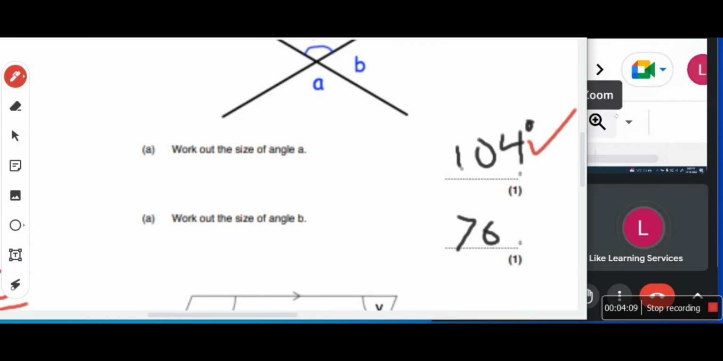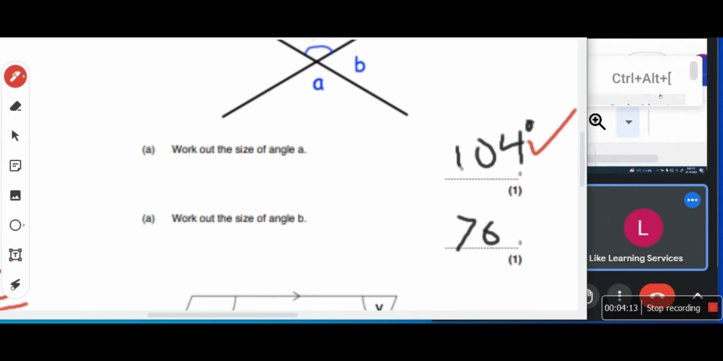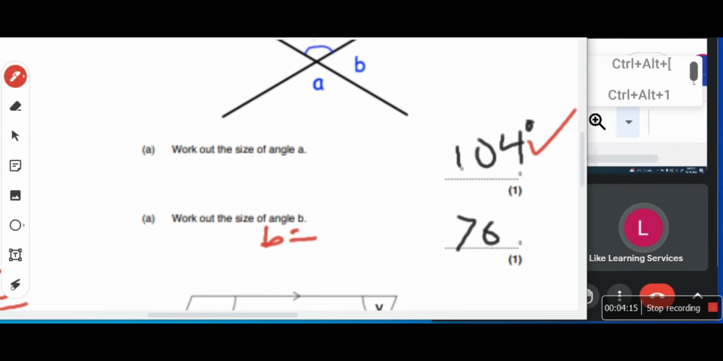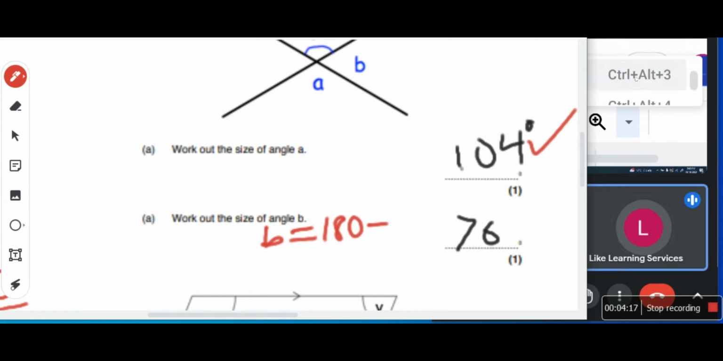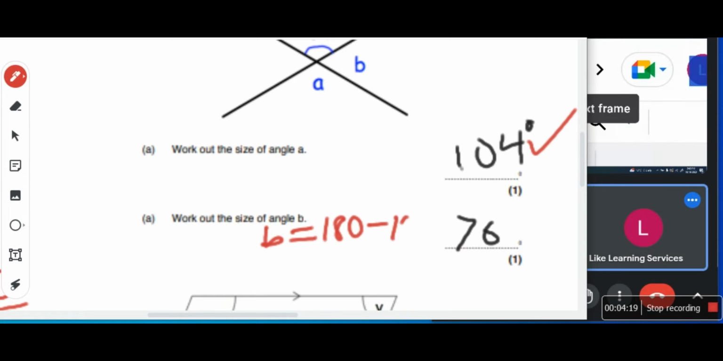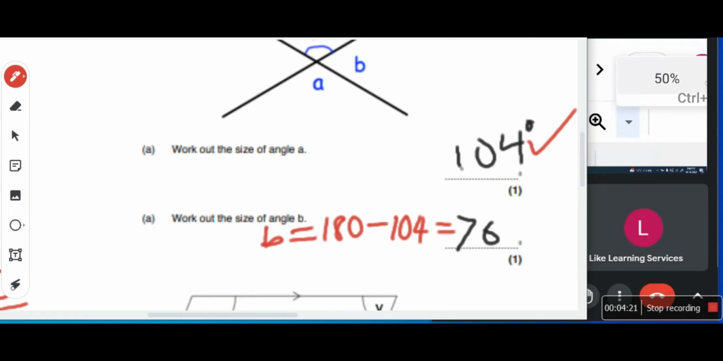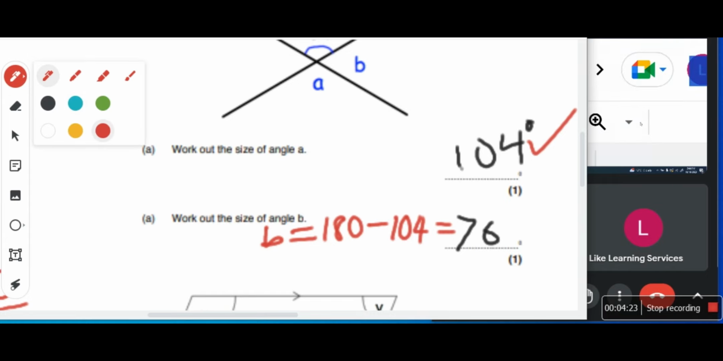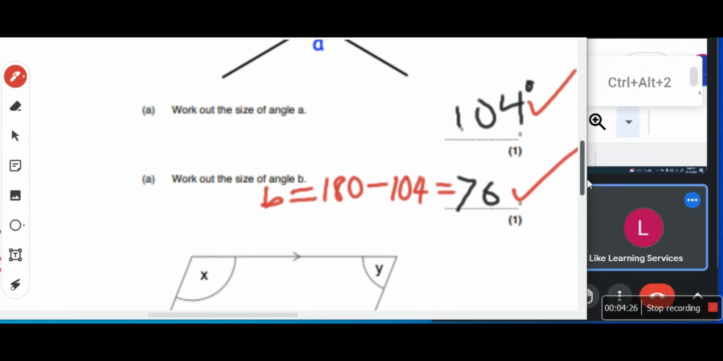B is 180 minus 104. Okay, so this should be 76.